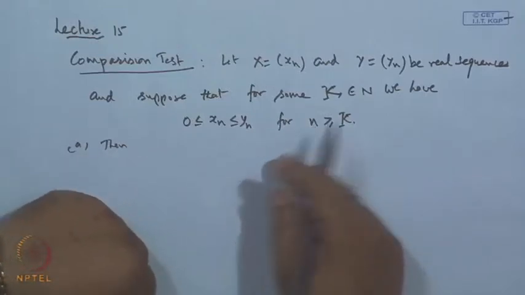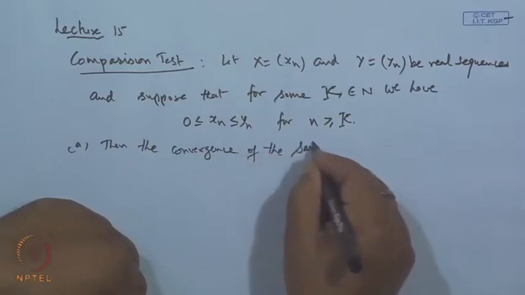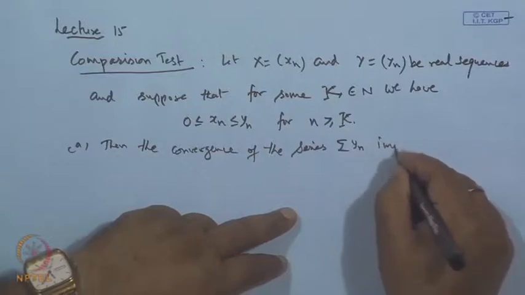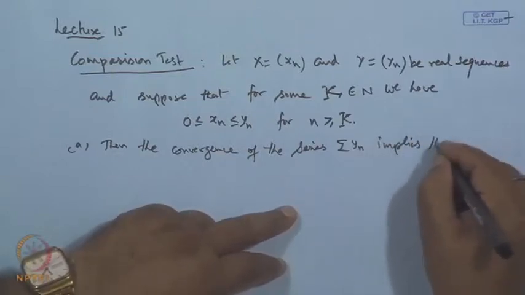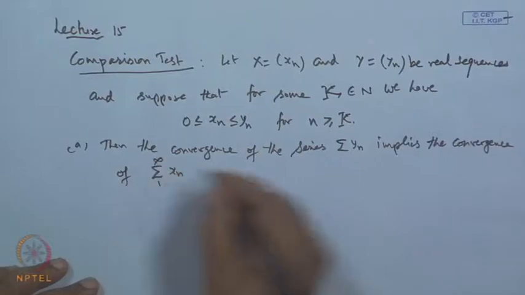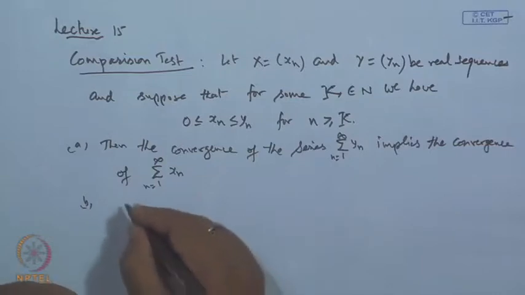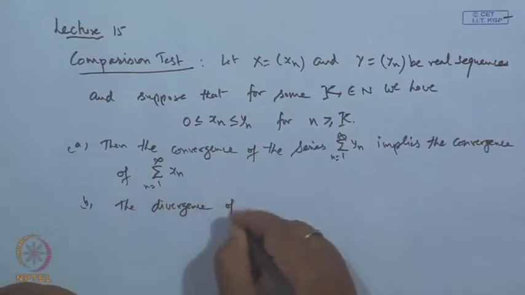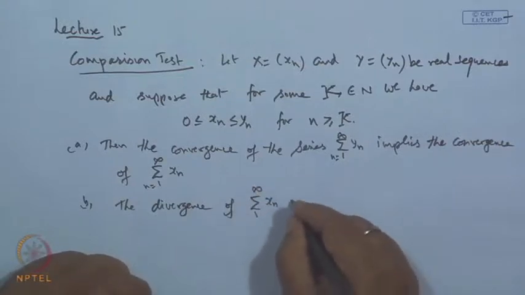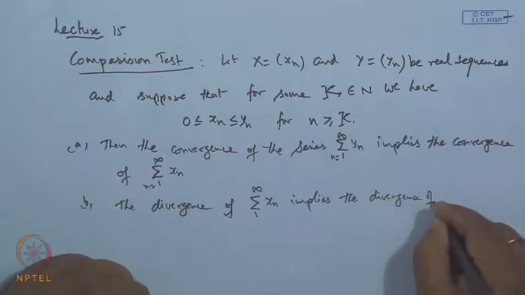the convergence of the series sigma y n, n from 1 to infinity, implies the convergence of the series sigma x n, n from 1 to infinity, and the divergence of the series sigma x n, n from 1 to infinity, implies the divergence of the series sigma y n.